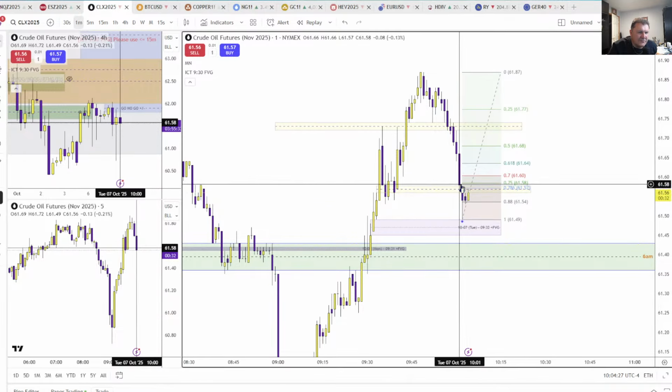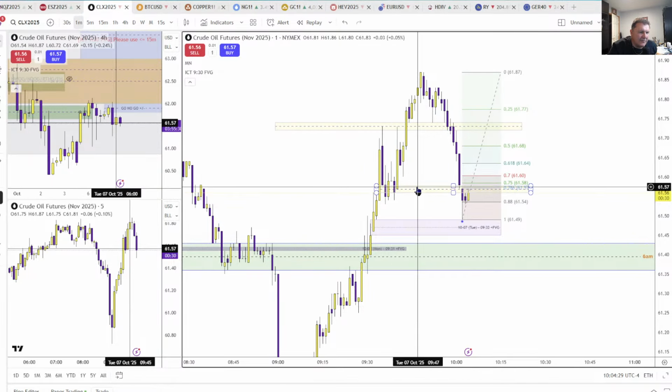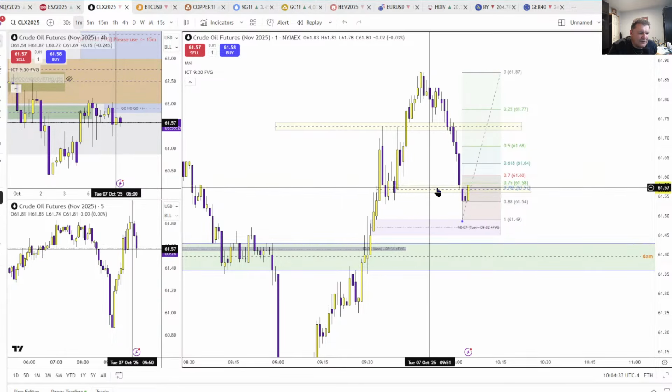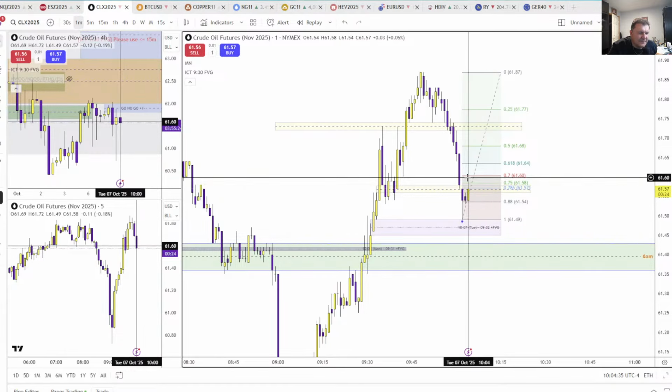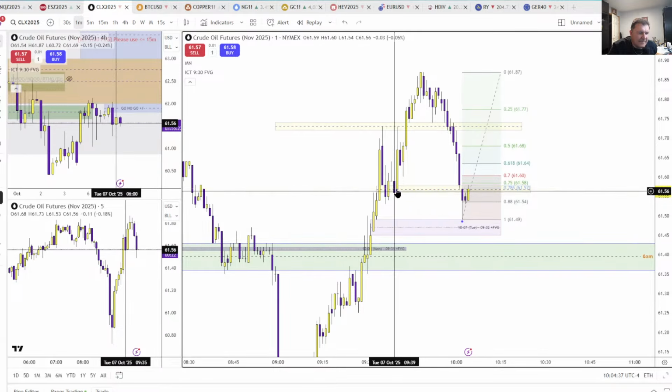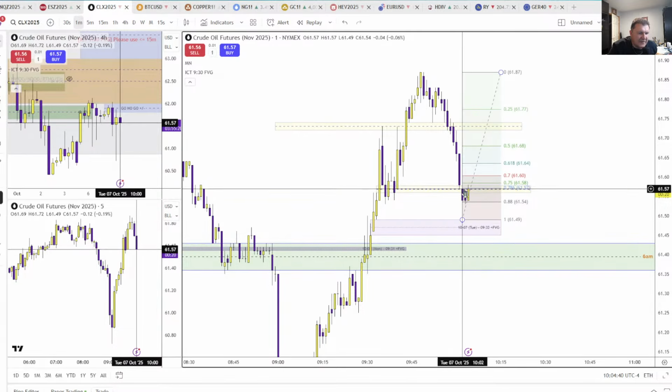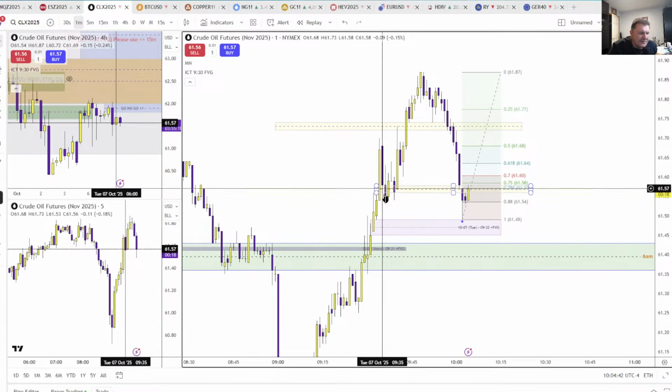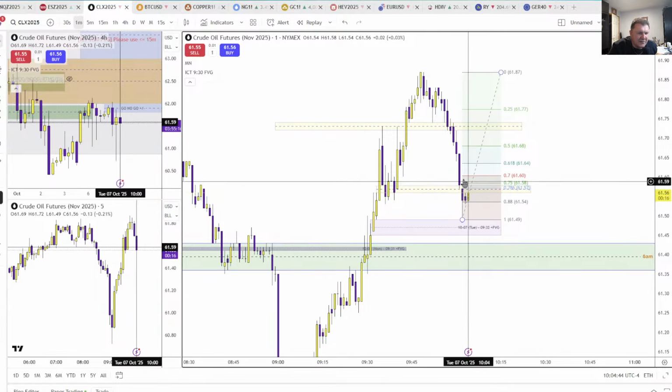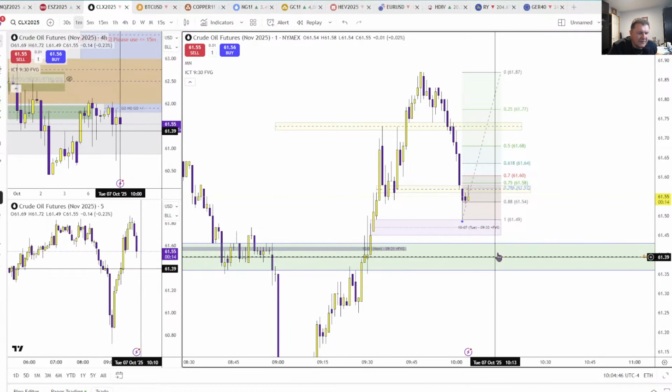I've got my change in direction here and a breaker right there. I don't want to see that mean threshold get taken. So there's the mean threshold. That's been filled. This has been retested. So you don't want to see it close above there now. You're done. Let's go.